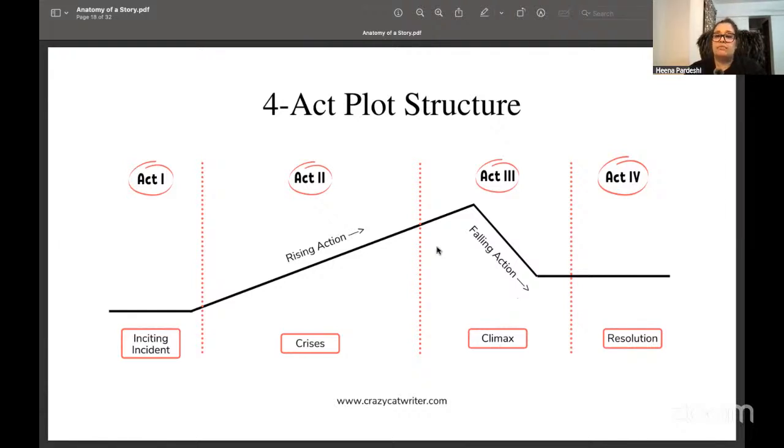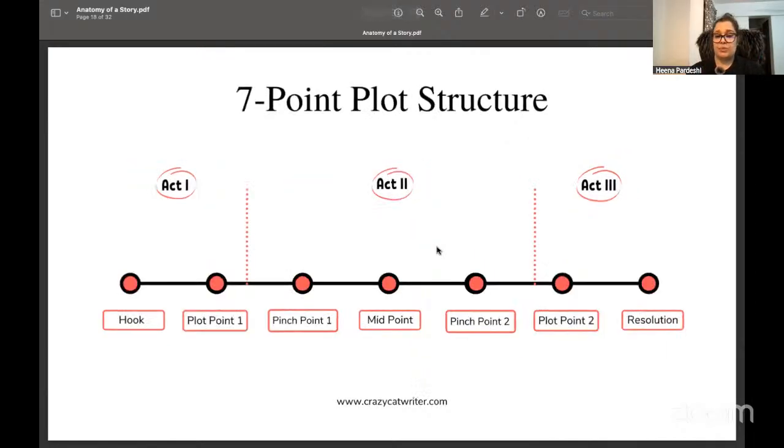Now, similarly, we have 5-act structure also, and we have a 7-act structure and a 9-act structure also. But we are not going to go in detail with them, because we are right now covering the basic structures that are most widely used. So the next structure that we are going to be talking about is the 7-point plot structure.